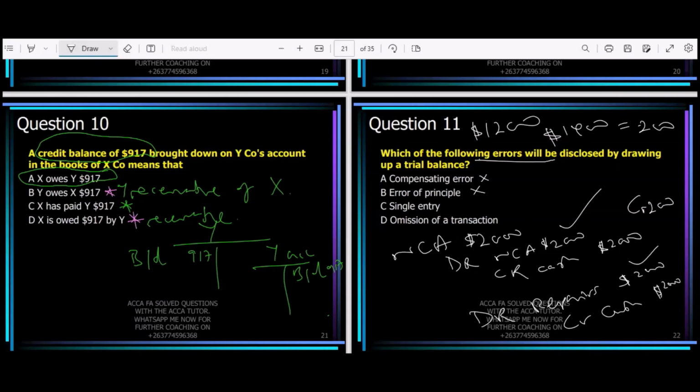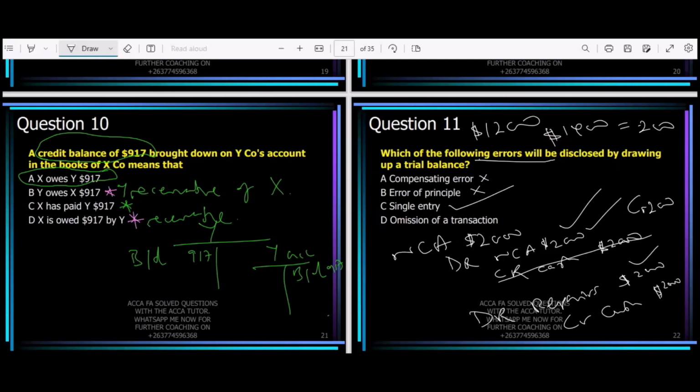Then the single entry. In the single entry, when we purchase the non-current asset, we only entered the debit side of 2,000, debiting non-current asset 2,000, and forgot to enter the credit side. So this one is a single entry, and when we extract a trial balance, the trial balance is not going to balance, and we will discover this. So this one is going to be disclosed by drawing up a trial balance.